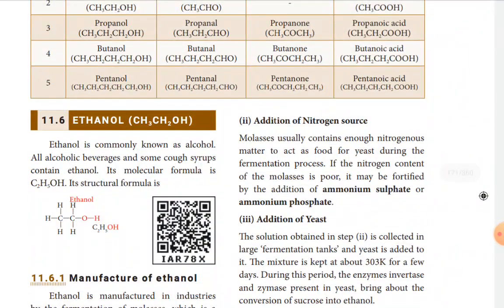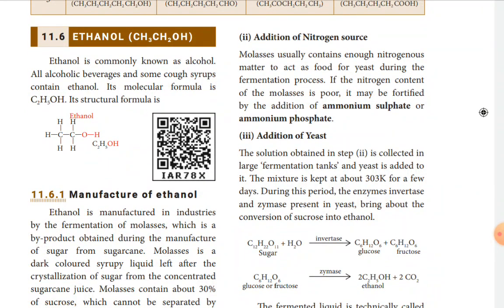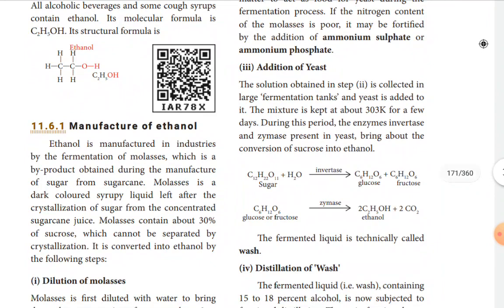The next is the addition of nitrogen matter. Naturally, sugar molasses contains nitrogen matter. If it is not sufficient, then it is artificially fortified by the addition of ammonium sulfate or ammonium phosphate. The next is the addition of yeast in the fermentation tank. Temperature is maintained at 303 Kelvin and kept for a few days. The enzyme invertase converts sugar into glucose and fructose. Then zymase acts upon glucose or fructose and converts it into ethanol and carbon dioxide.